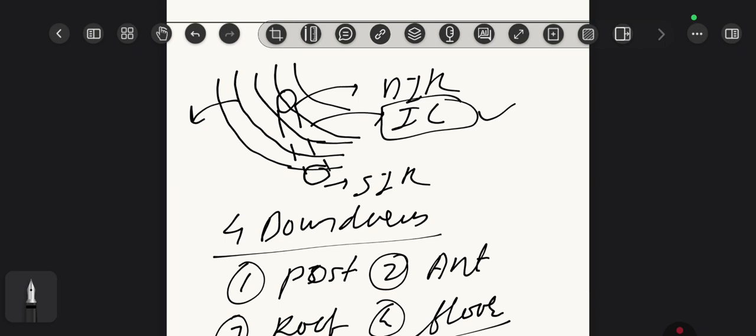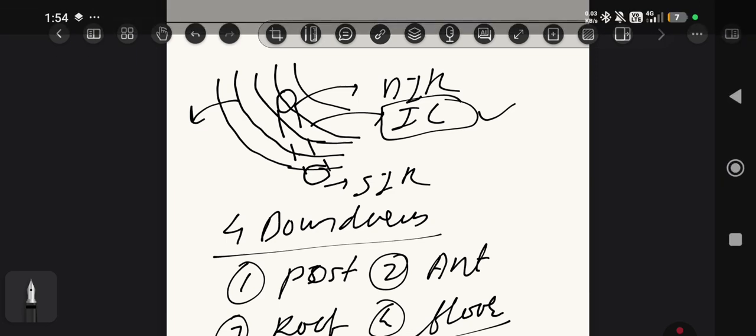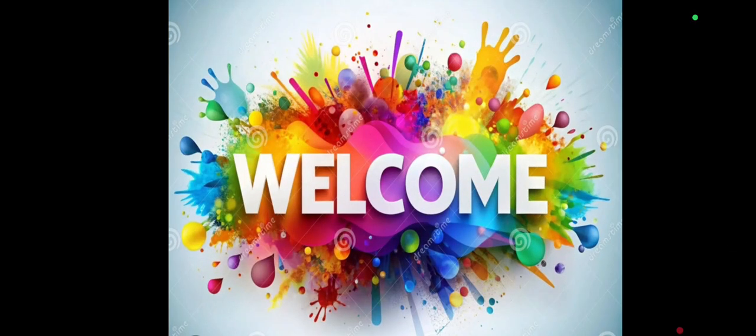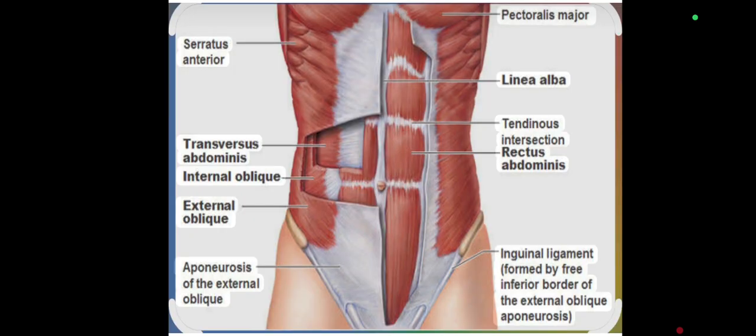Now we will see in the PPT. In this PPT, we will go a little deeper. So now we'll see the layers of the abdominal wall. Once again we see the layers of the abdominal wall.